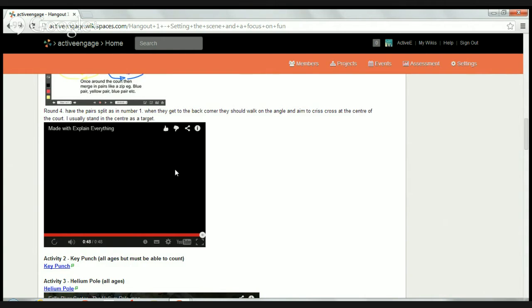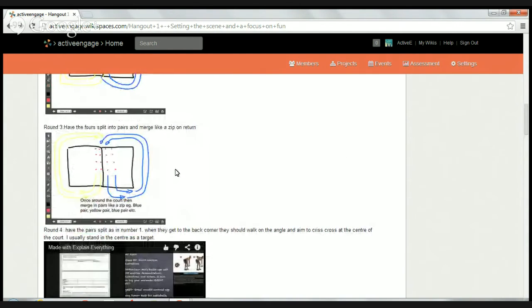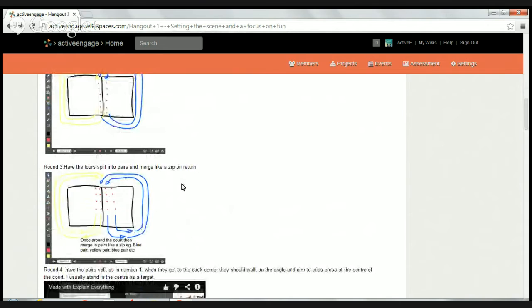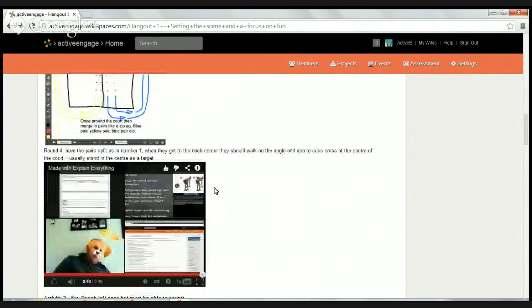Okay, so as you can see, it gets harder and harder. You've got 4 rounds, starting at a very simple 2 circles, then pairs in 2 circles, then 4s splitting into 2 circles, and ending with what you would imagine as a typical marching crisscross.